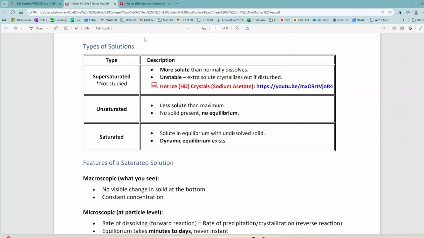What we're going to be looking at in this course is unsaturated versus saturated solutions. So an unsaturated solution is one that is holding less solute than the maximum. There's no solid present and you wouldn't be at equilibrium. What would that mean in a practical sense? If you put some sodium chloride into, well, why would you put salt into water? Let's say sugar.